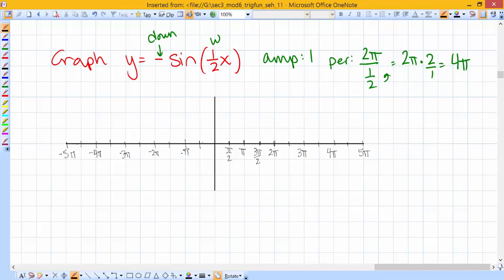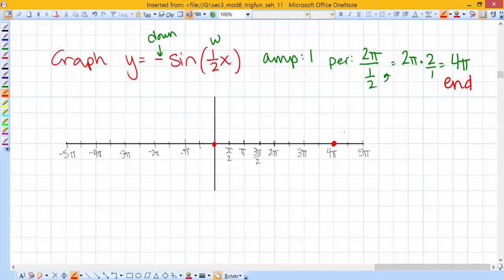So I'm ready to start. The y-intercept here is 0. There's no k, which I didn't talk about on the last one, but there's no k. So your graph is actually going to start at 0, 0. Now, the 4 pi, which is your period, that's the end.